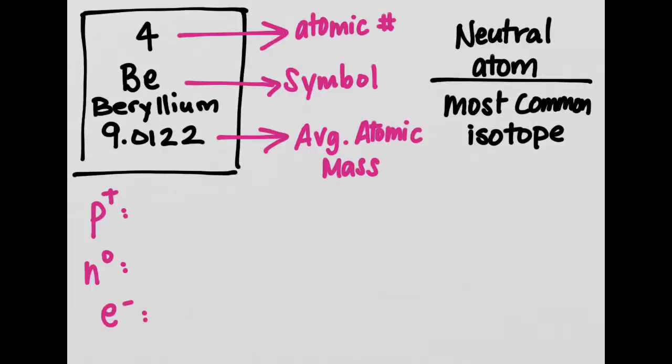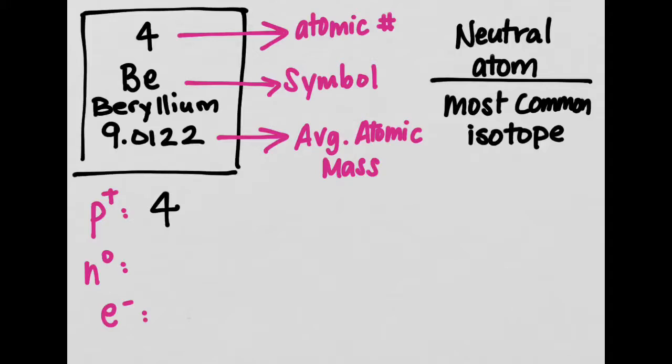An element is defined by its number of protons. So if I have fewer or more protons than 4, I'm not dealing with beryllium anymore. I'm dealing with something else. So what that means is if I'm asking you the number of protons in beryllium, your answer would be the same as the atomic number. So I've gone ahead and filled in 4 for the number of protons. Remember, if I change the number of protons, it's not beryllium anymore.